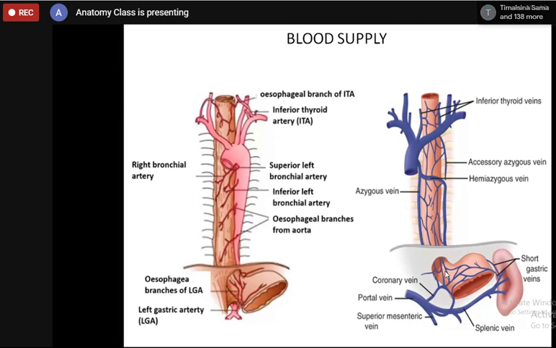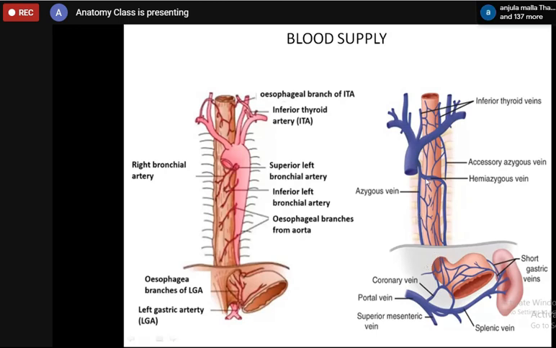Simply, the arterial supply of the cervical part of the esophagus is from the esophageal branches of the inferior thyroid artery. The thoracic part is from the esophageal branches of the descending thoracic aorta, and the abdominal part is from the esophageal branches of the left gastric artery. Remember this, okay? Then, talking about the venous drainage, the cervical part drains into the inferior thyroid vein. The thoracic part drains into the tributaries of the azygos and hemiazygos vein, while the abdominal part drains into the left gastric vein and then into the portal vein, while some portion drains back into the azygos vein here.